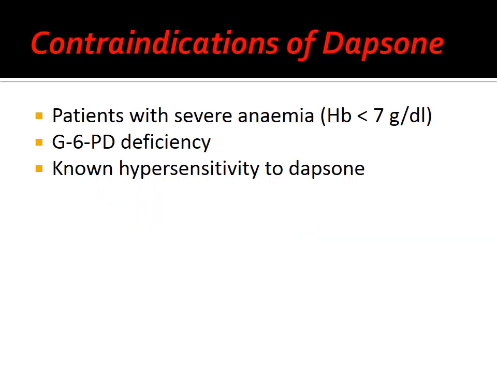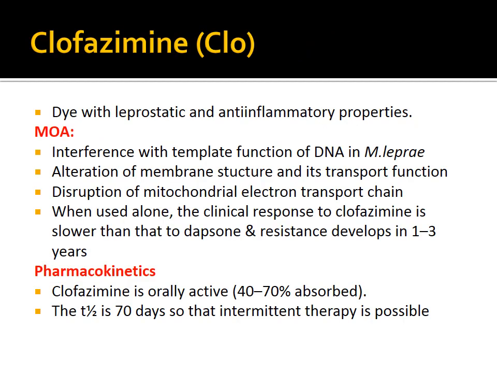Okay. Then the contraindications of dapsone. As we already discussed, a patient with severe anemia, when the hemoglobin is less than 7 gram per deciliter, is one contraindication. Second, if the person has G6PD deficiency. If you know that he already has G6PD deficiency, then never start dapsone in such a patient. And third, known hypersensitivity to dapsone. So these are the 3 contraindications to dapsone.